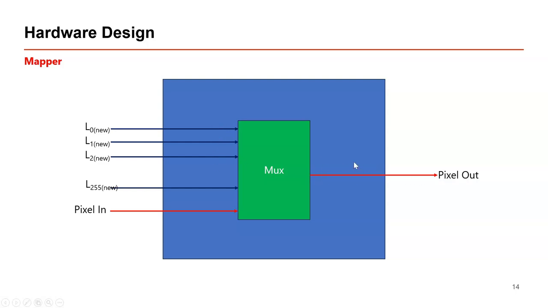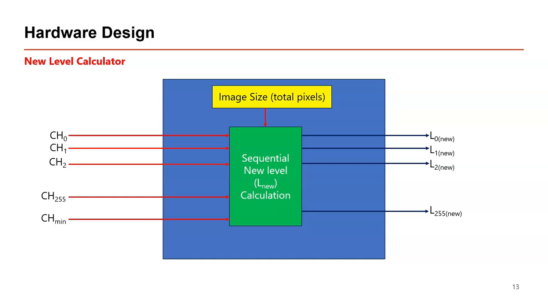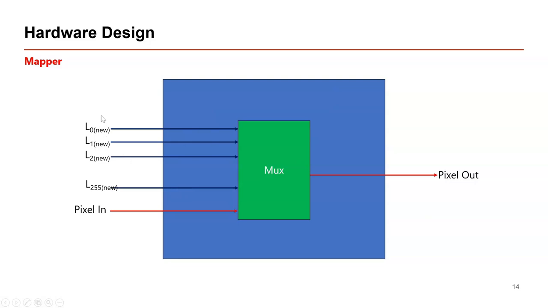So basically, this histogram equalization requires the image to pass twice, because first of all, we need to find the cumulative histogram. Only after finding the cumulative histogram, we will be able to do the mapping. And for finding the cumulative histogram, we need to see the entire image. So in the first pass, we'll be finding the cumulative histogram as well as these new levels. And in the second pass, we'll be using those new levels to generate the output image. So this is a two-pass operation.